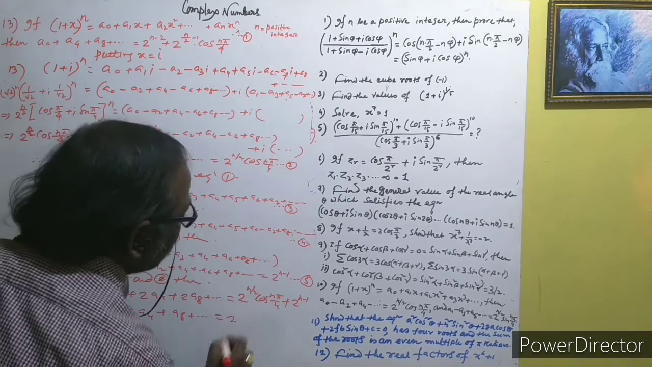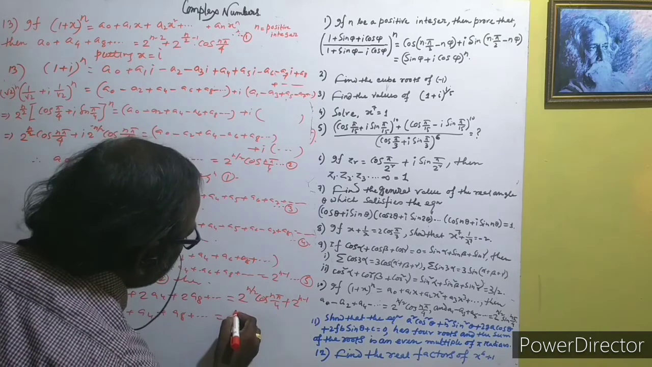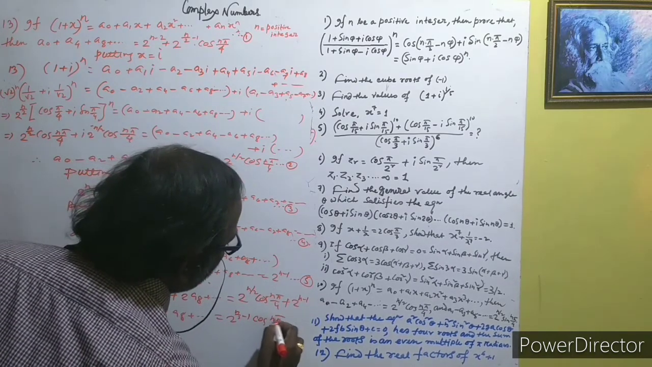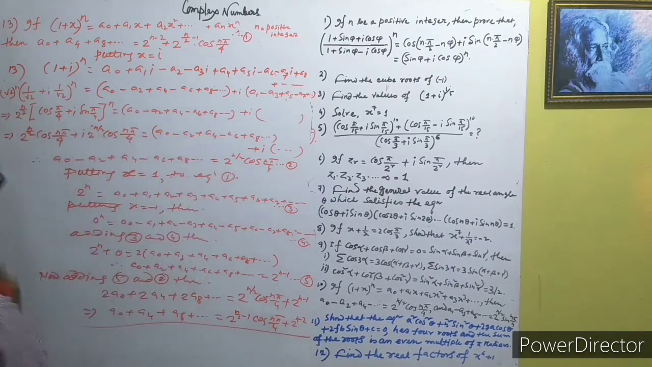And this is equal to this divided by 2. This is 2 to the power n by 2 minus 1, cos n pi by 4, plus 2 to the power n minus 2.